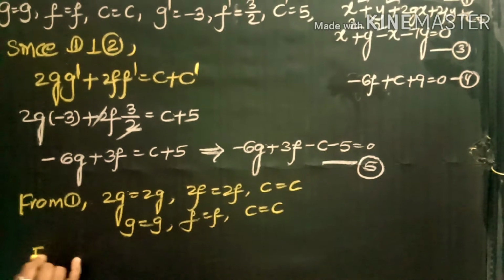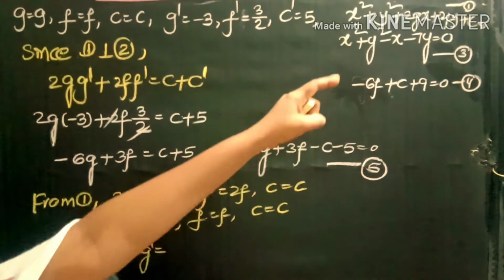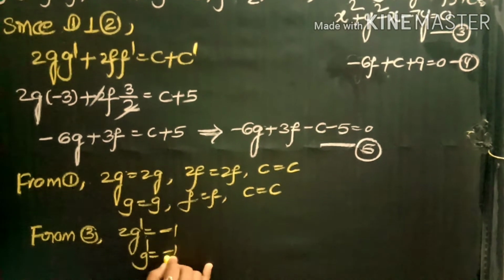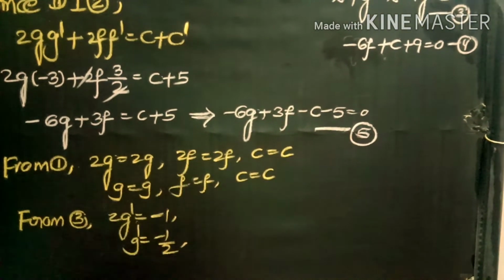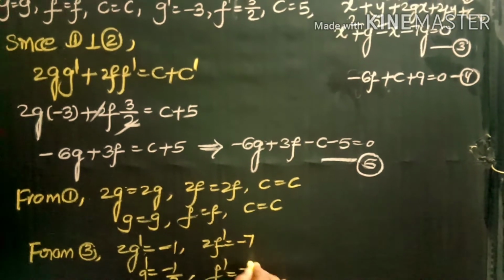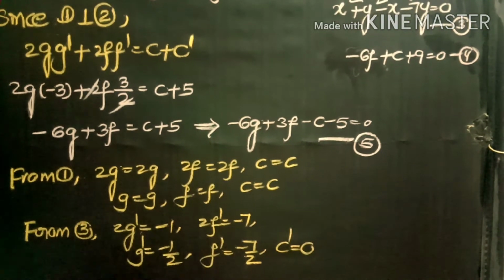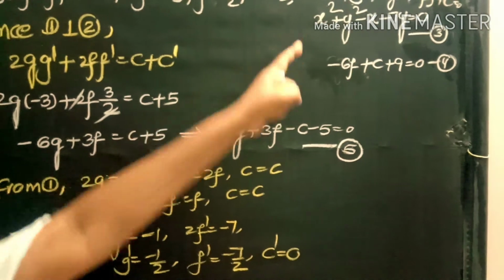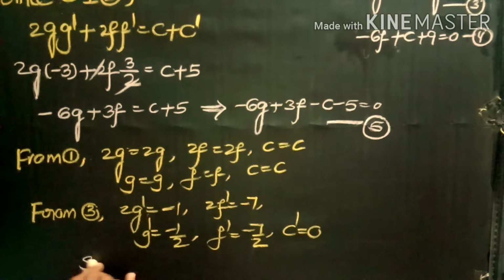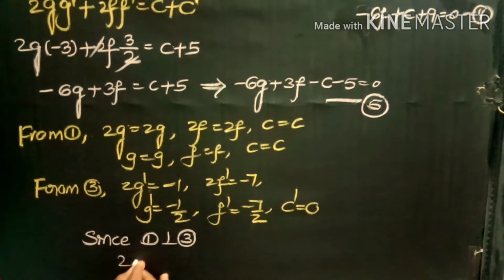And from the third equation, 2g' is the x coefficient, that is -6, so g' is equal to -3. Wait, as given: 2g' is the x coefficient, which means g' is equal to -1/2 in the transcript, and 2f' is the y coefficient -7, then f' is equal to -7/2, and the last value c' is the constant. There is no constant in the given equation, so we take c' equal to 0. So here also, since the first circle is orthogonal to the third circle, again we apply the same condition.